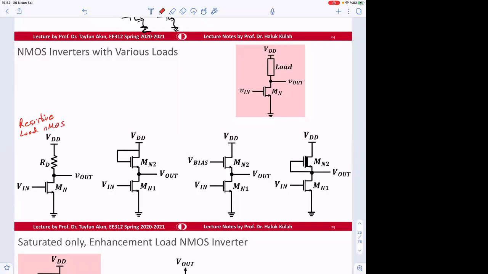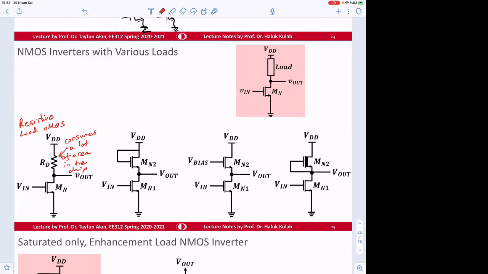You know, we said that implementing this consumes a lot of area in the chip. So therefore, we don't like that. But our concern is just digital operation, you know, 1 and 0. So if we give high, we would like to have a low output. And if we give low as the input, output should be high.